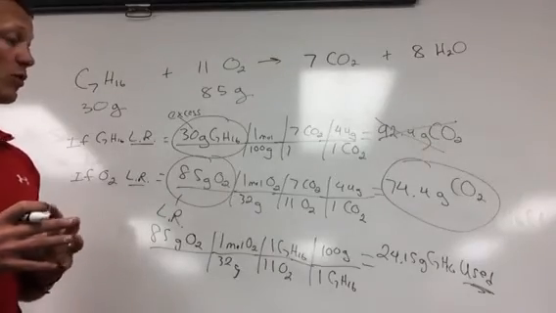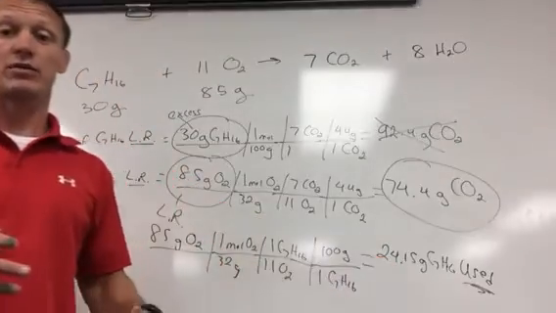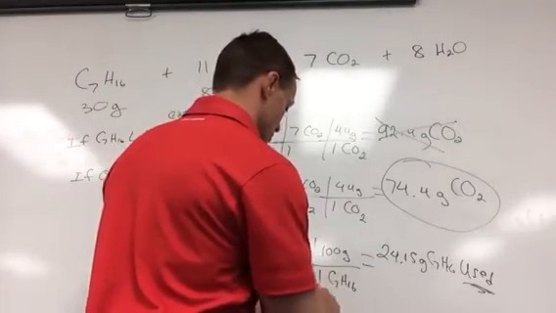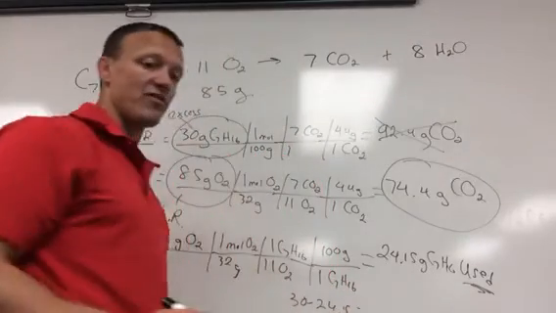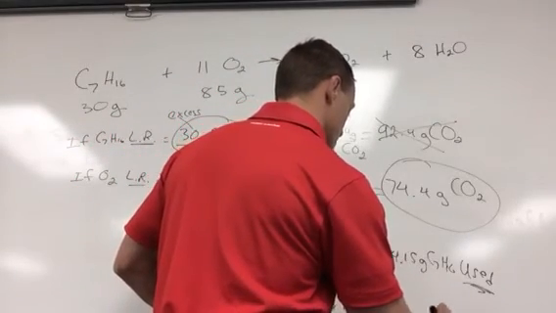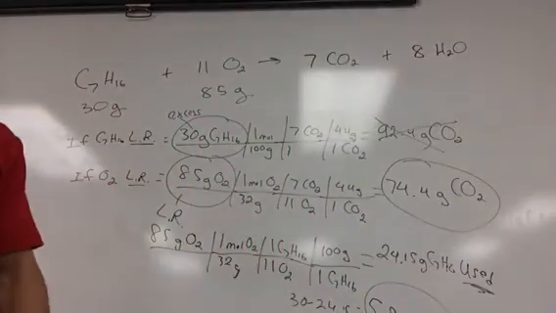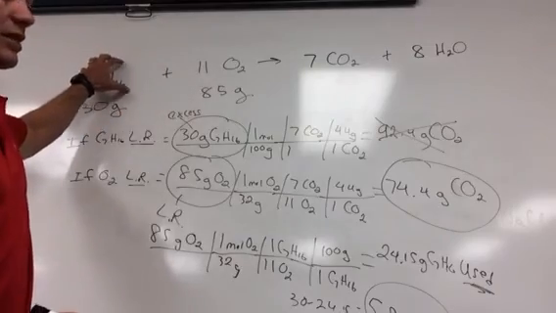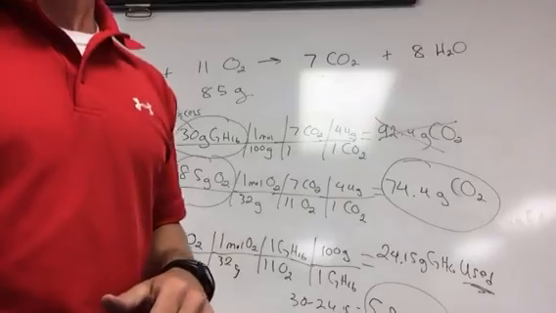If we want to know how much is left over, well, there were 30 grams available, 24 were used, so we just subtract those. So 30 minus 24.15 equals about 5.8 grams of extra. Sorry, you can't see that on the video, but again, we start with our limiting, go to what the extra is, and now it tells us how much was used in the reaction. Subtract to get our excess.